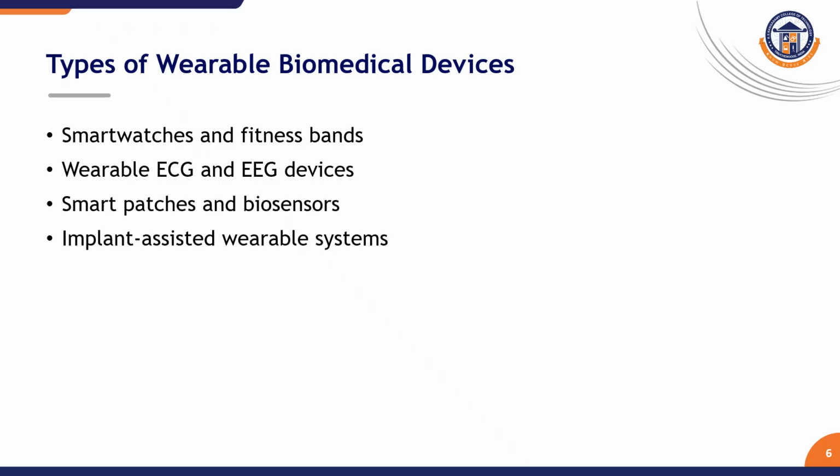Different types of wearable biomedical devices include smartwatches and fitness bands. Nowadays there are a lot of smartwatches and fitness bands available. Even wearable rings and wearable glasses are available. Wearable ECG and EEG devices are also available, as well as smart patches and biosensors. And there are implanted assisted wearable systems; sometimes a device can be implanted within the skin or in any place of the human body.